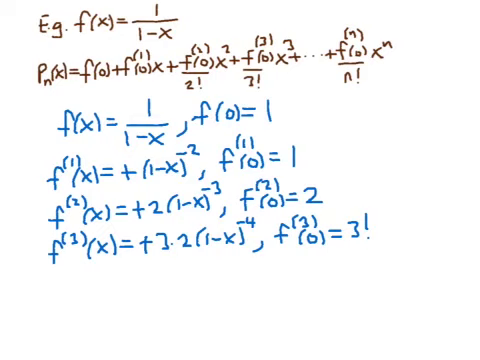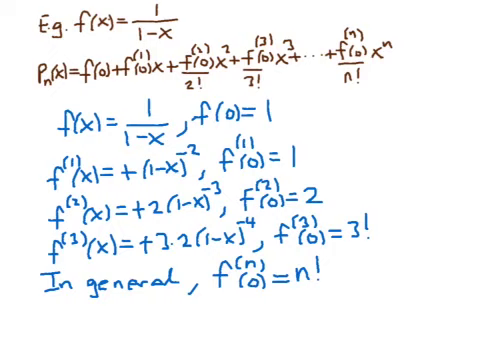And we can see that there's a definite pattern emerging here, and in general, we have that the nth derivative of this particular function evaluated at 0 is n factorial. So therefore, the Maclaurin polynomial for our function 1 over 1 minus x is, well, f0 is 1.